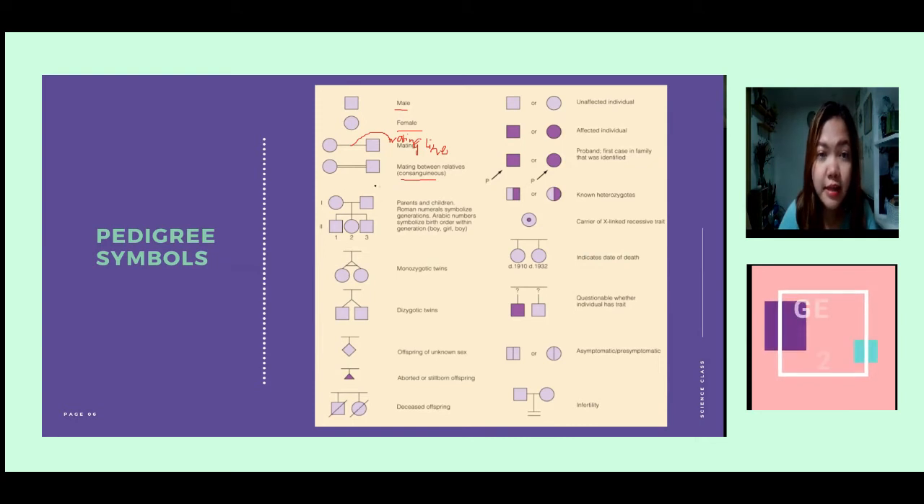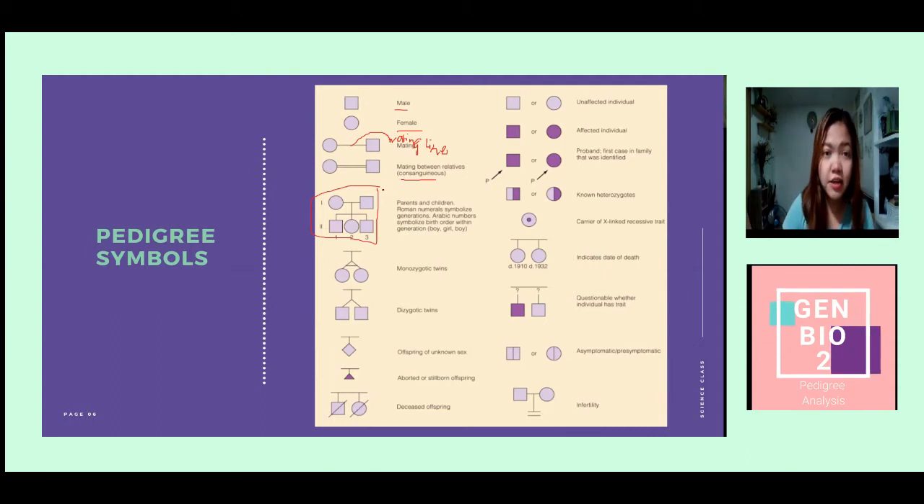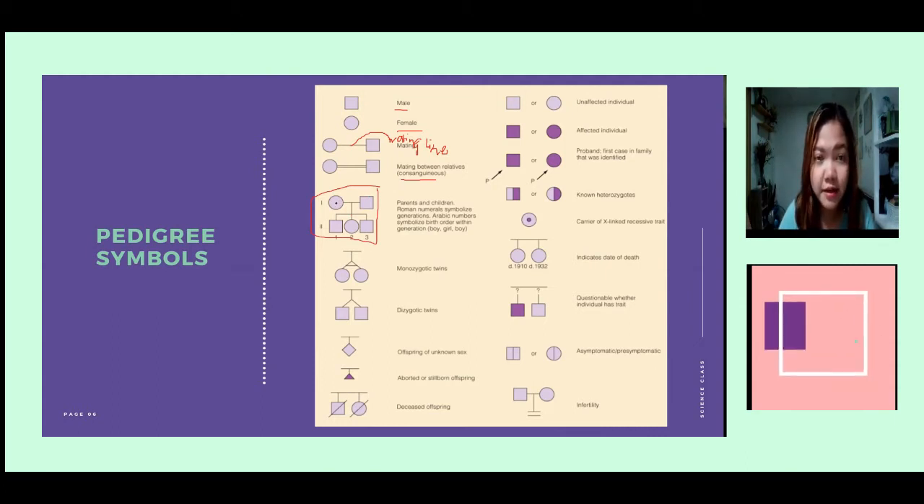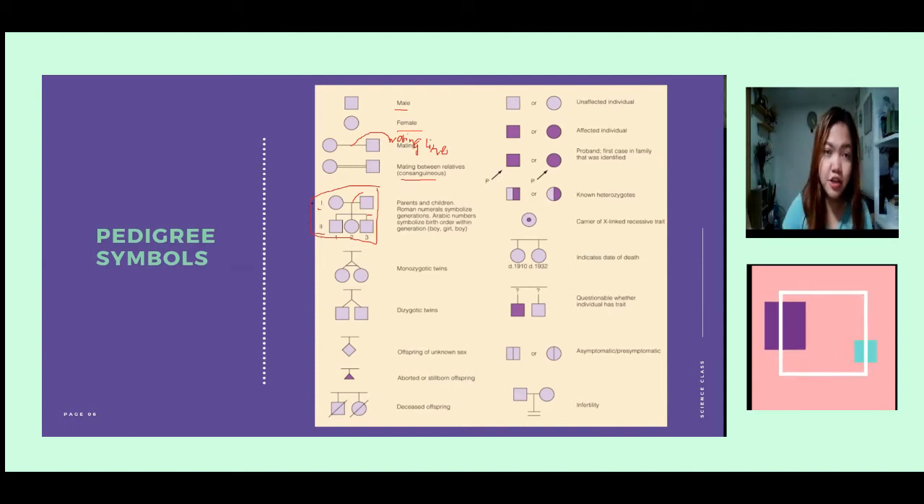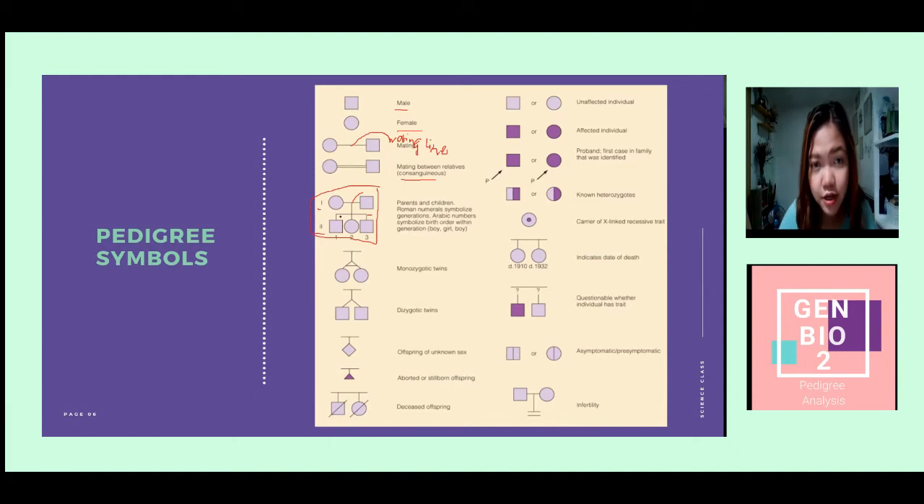Here, we see just a portion of a pedigree chart. As you can see, these are the parents and these are the offspring. Again, this is the mating line, and here we call it the sibs line because it connects the siblings. Another thing that you can see here is the Roman numerals. These indicate the generation present in the chart. So here, we have 2 generations. The first generation is for the parents, and the second generation is for the offspring.